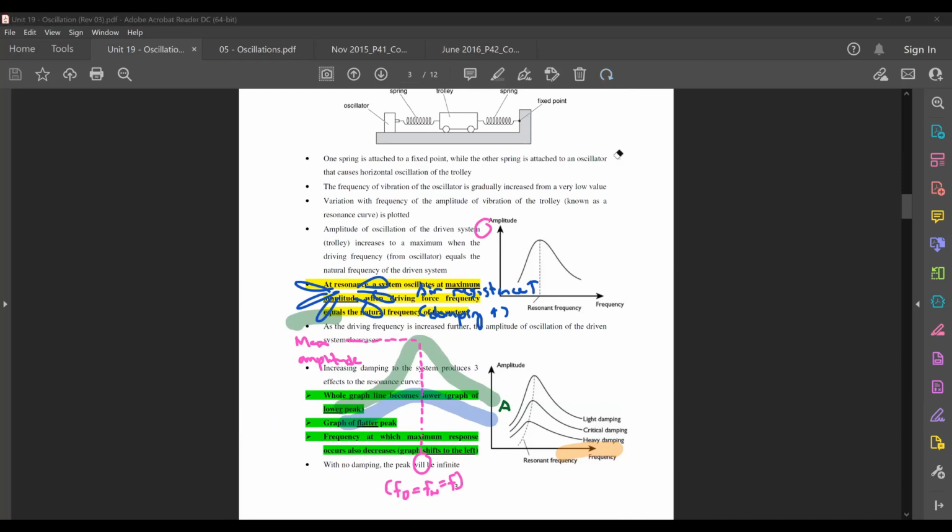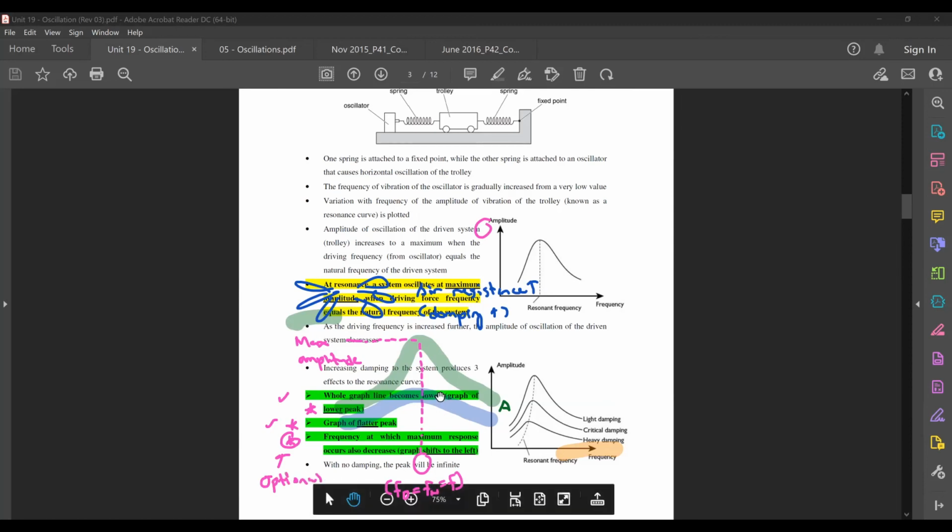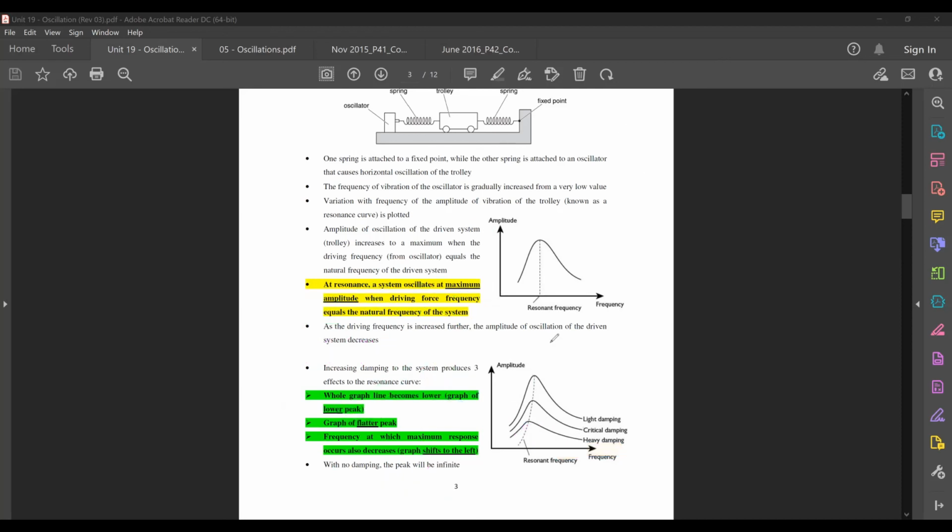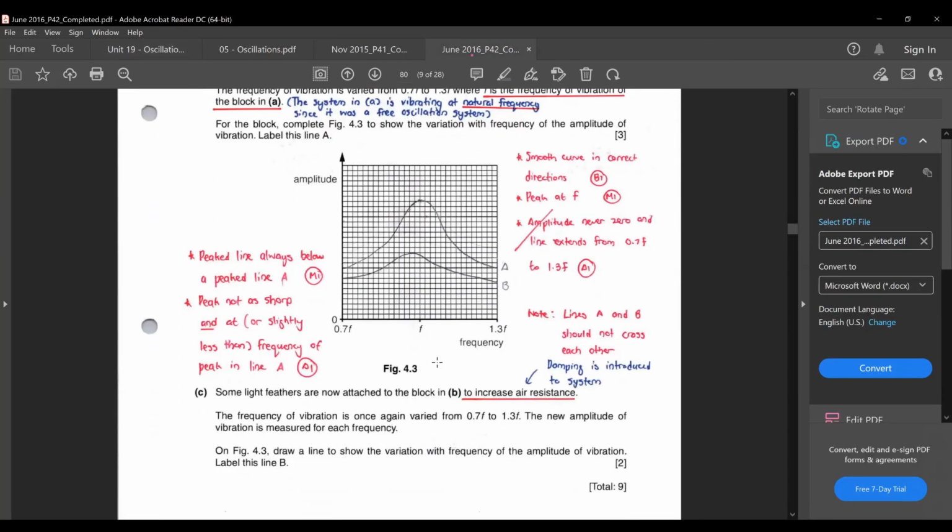So with increased damping, the whole graph must be lower, the graph must be flatter, and the frequency at which you get resonance should be towards the left. Okay, but I mentioned that only the first two are important, but the last one is optional. You could choose to show it, you could choose not to show it. If you choose not to show it, you can just maintain it at the original frequency, rather than shifting to the left. Okay, so you can actually see it being reflected in the marking scheme. Actually, the marking scheme did reflect it.